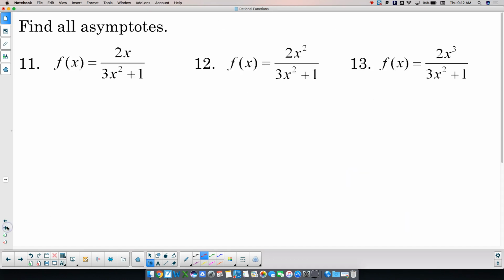What I'd like you to do now is, for all 3 of those, I would like you to find all of the possible asymptotes. Not domain, okay? Just asymptotes. Find me all the asymptotes for all three of those.